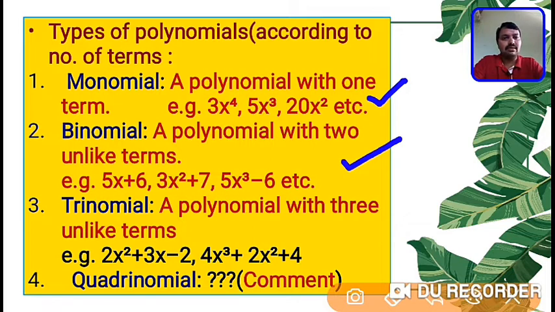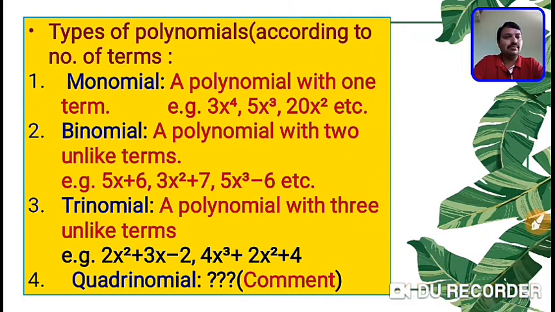Next is trinomial, a polynomial with 3 terms. Remember, here we must have 3 unlike terms, then the polynomial is called a trinomial. Its examples are 2x squared plus 3x minus 2, then 4x cubed plus 2x squared plus 4. These all are trinomials. Now, what can be a quadrinomial? That you have to comment after the video.